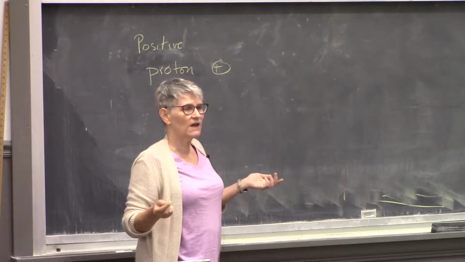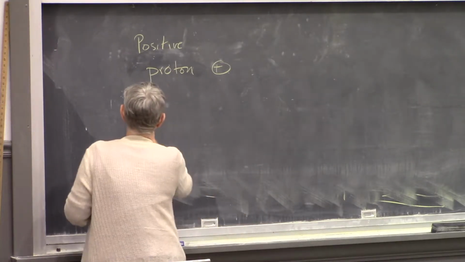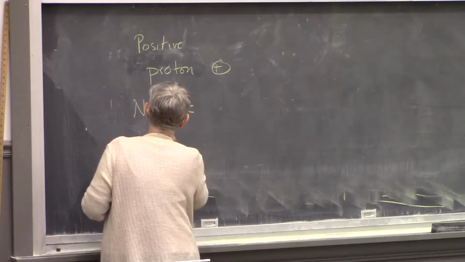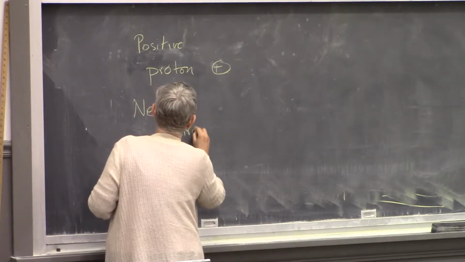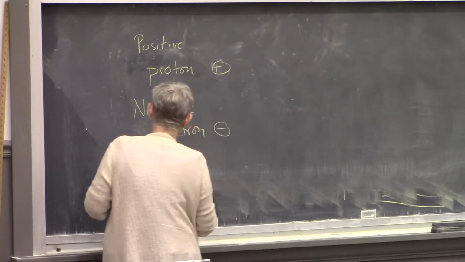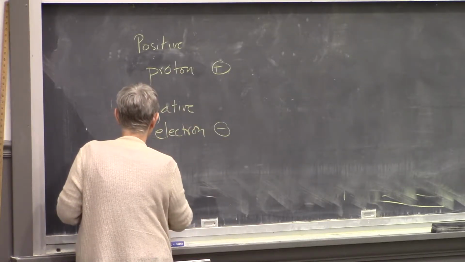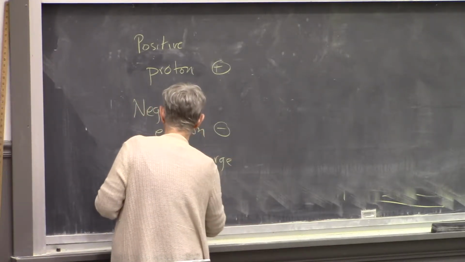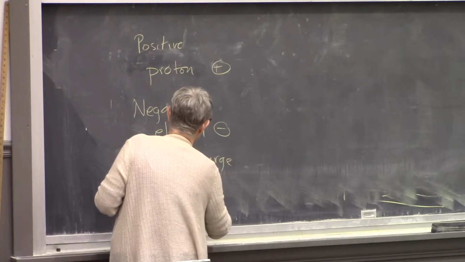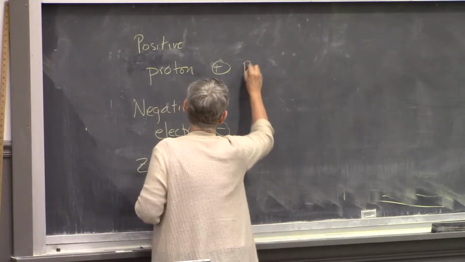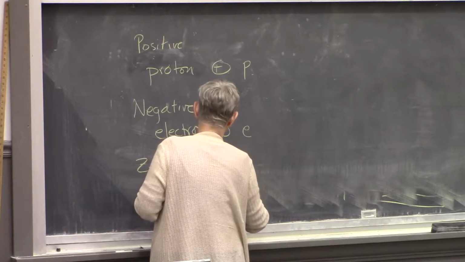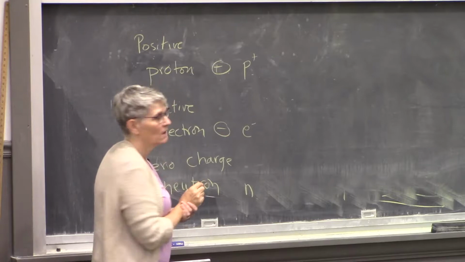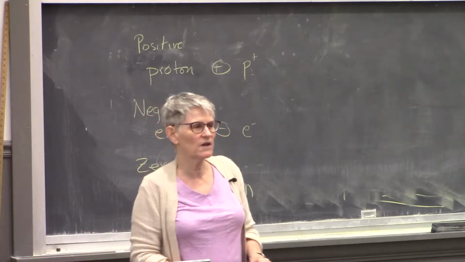And there are things that have negative charges. An example is an electron. And there are things that have zero charge, like a neutron. We usually write a proton as P, an electron as E, and a neutron as N. Sometimes we do that. There's some other particles out there that are less familiar.